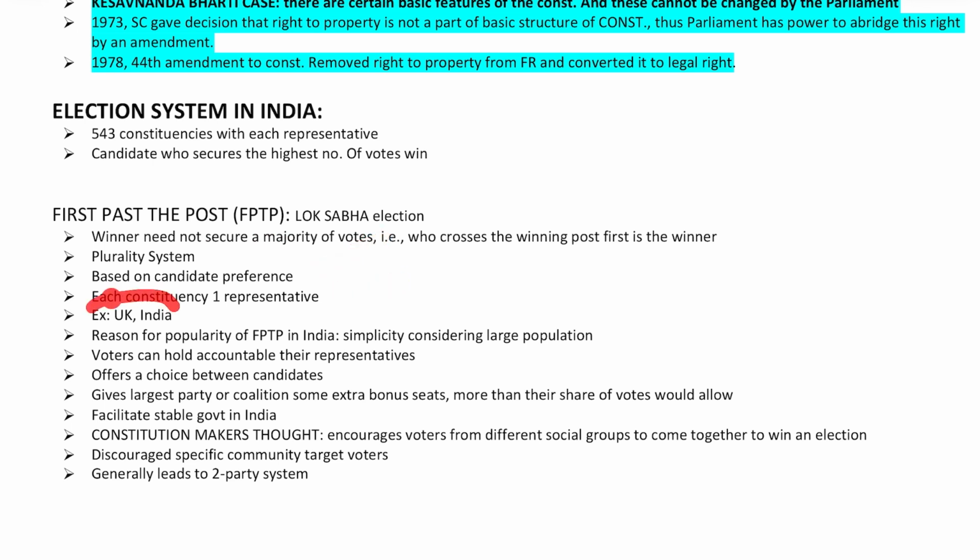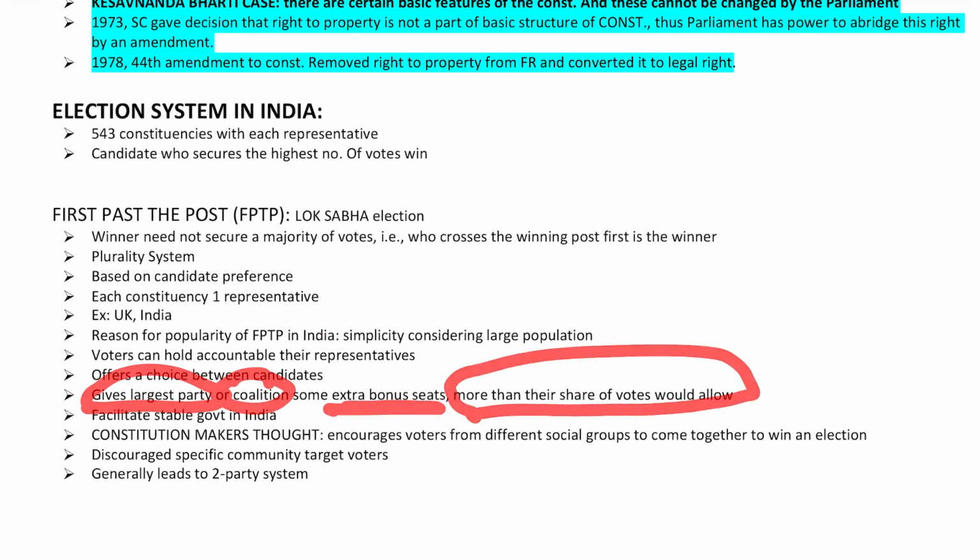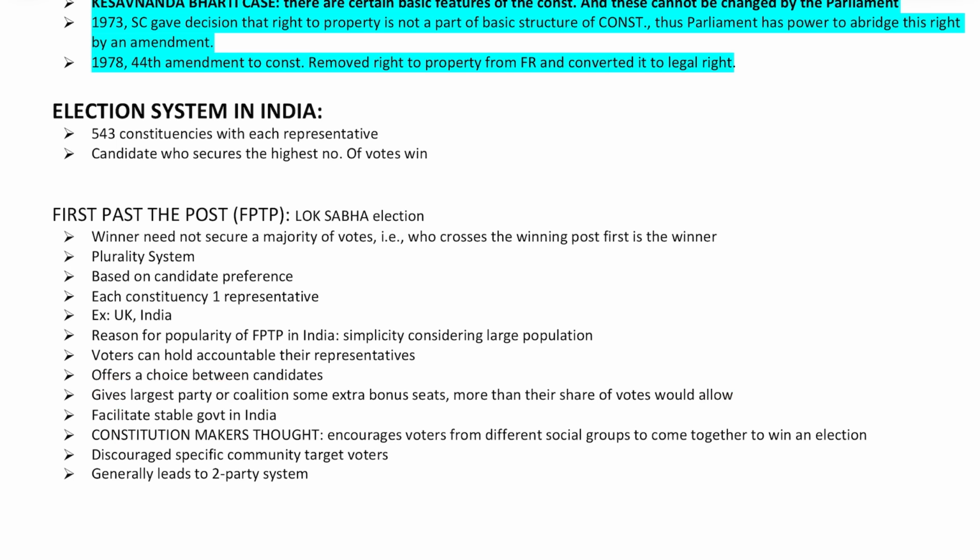For example, in the UK and India. The reason for the popularity of FPTP in India is its simplicity, considering the large population and the diversity in India. Voters can hold representatives accountable, it offers a choice between candidates, and it gives a large party or coalition some extra bonus seats, more than their share of votes would allow. So this is not based upon the proportion of votes a party could garner. This is about the winning candidate, whoever is able to garner more votes, not the proportion or percentage of votes.